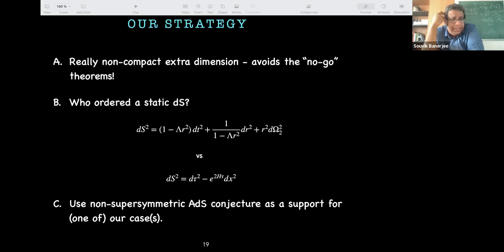So this is another thing. And the third thing will actually be an example in support of our case, that we can use the non-supersymmetric AdS conjecture, saying that these non-supersymmetric AdSs live in the swampland, as a support of our cases, or at least one of our cases.